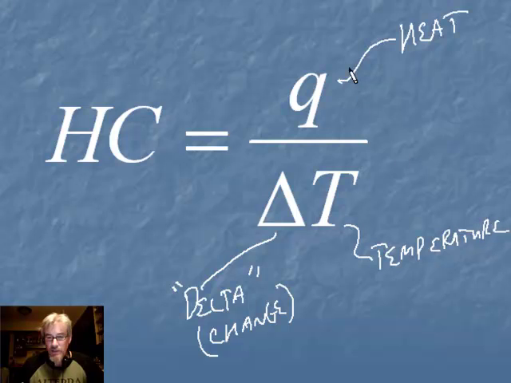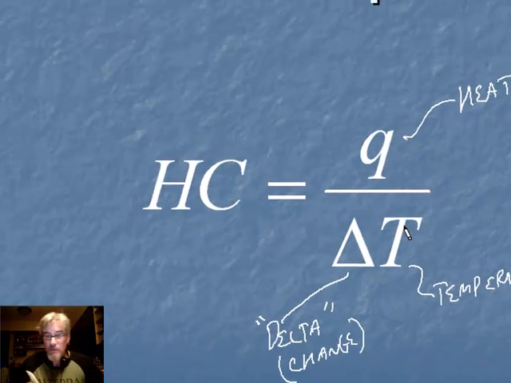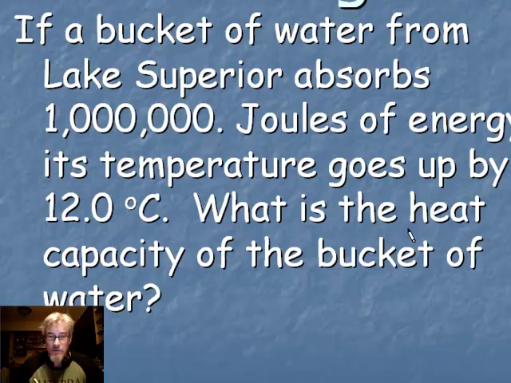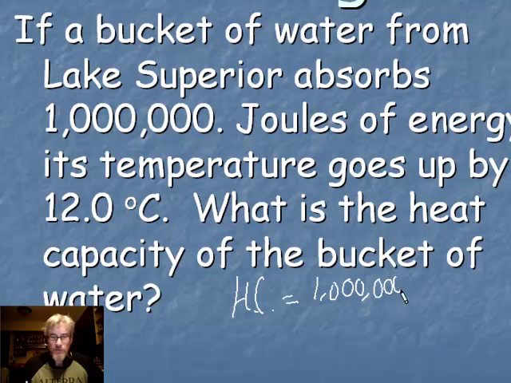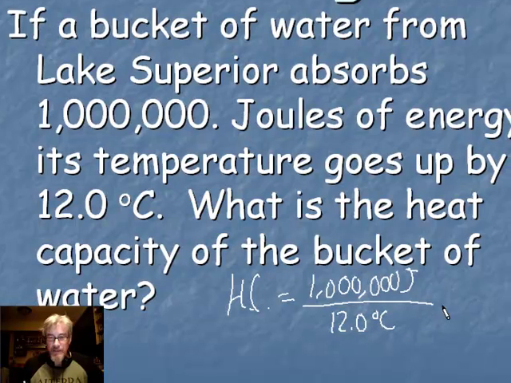So heat capacity is a mathematical expression. Take the heat, divide it by the change in temperature, and you get the heat capacity. Here's an example problem. If a bucket of water from Lake Superior absorbs 1,000,000 joules of energy, its temperature goes up by 12 degrees C. What's the heat capacity? Well, using our definition, heat capacity is equal to heat, which in this case is 1,000,000 joules, divided by the temperature change, which in this case is 12.0 degrees C.